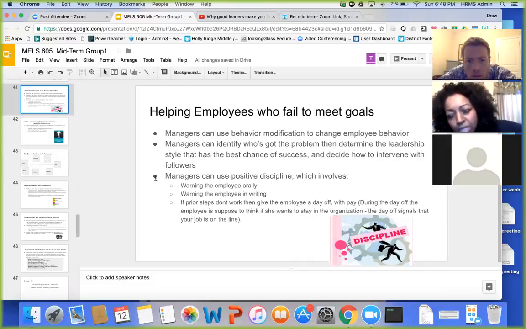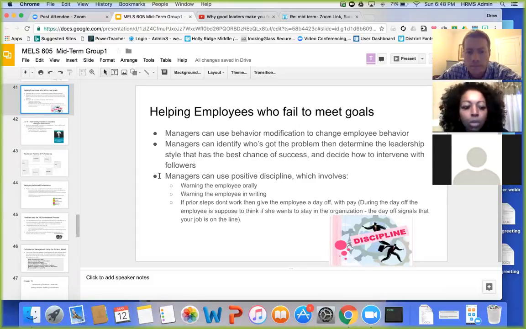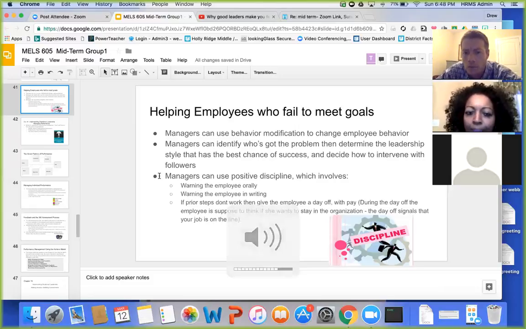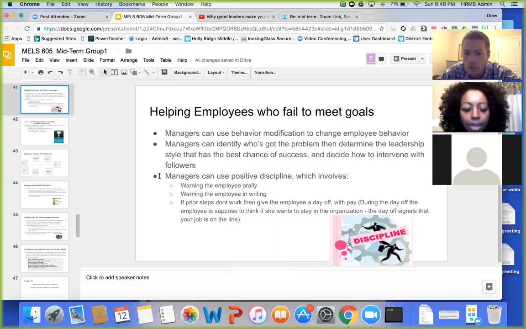It involves 3 steps. The first one is giving a verbal warning. The second one is writing the employee up. We've all heard these things. And then the last one, which is interesting, is actually giving the employee a day off with pay. But during this time, the employee is supposed to think about, is this a job for me? Do I want to stay in the organization? Because this actually signals that this is like your last chance. You have to toe the line or you're going to get out. So, those are those 3 steps.